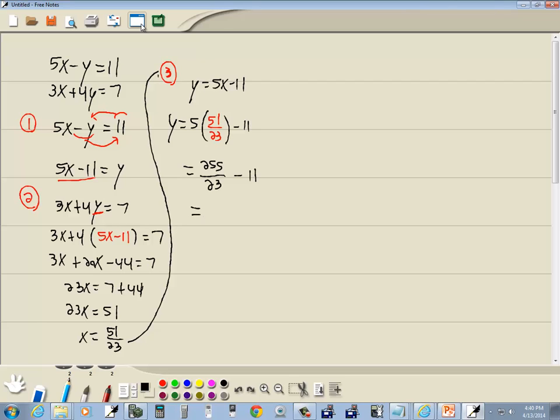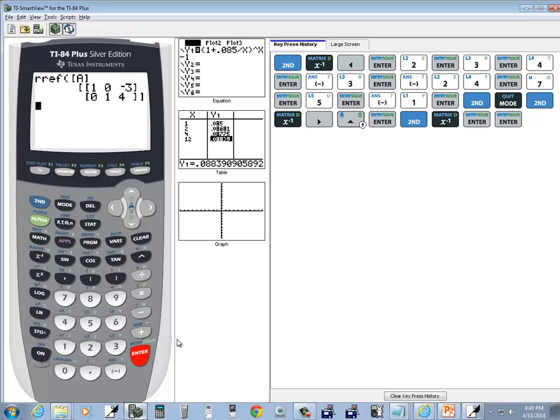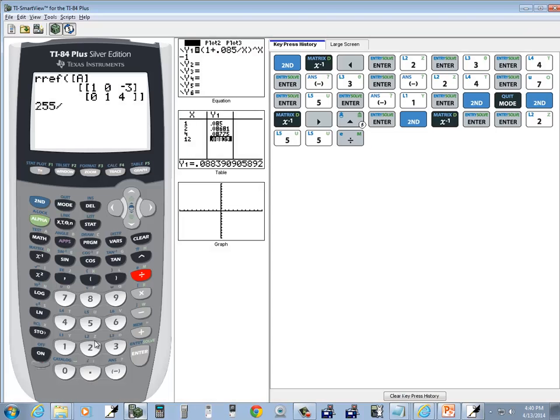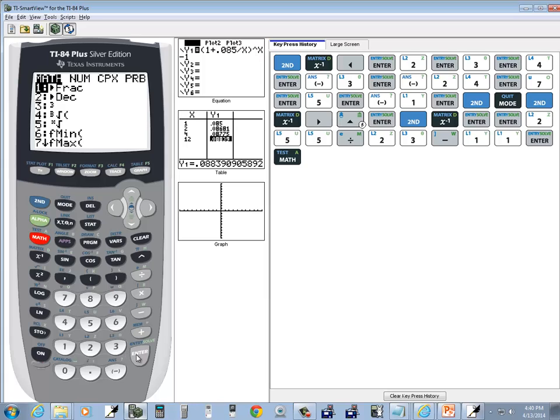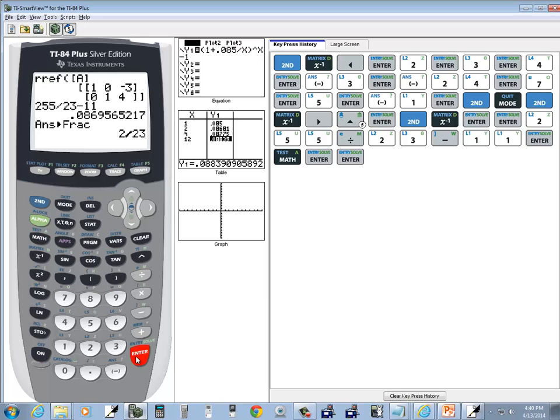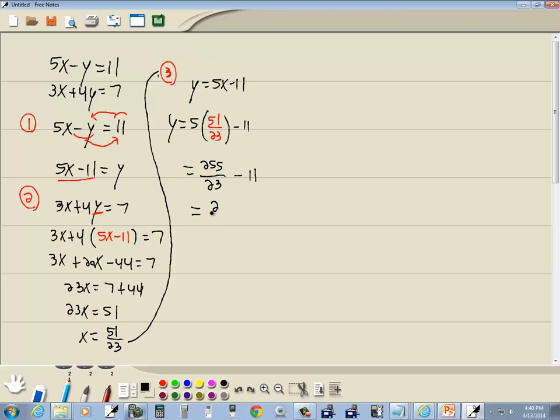And I'm going to use my calculator. I'm going to be lazy here. 255 divided by 23 minus 11, enter, and then math, enter. 2 over 23. So our answer, assuming I didn't make a screw up somewhere, is 51 over 23 and 2 over 23.